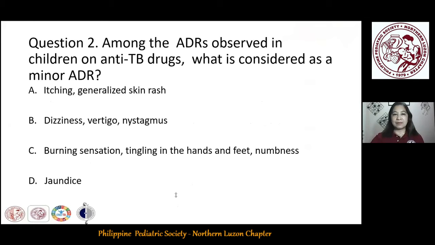May we see the poll? Okay, this is also very interesting. And you will see the answer later on as we go. So most of you said it's the itching, generalized skin rash, which is minor. So moving on.